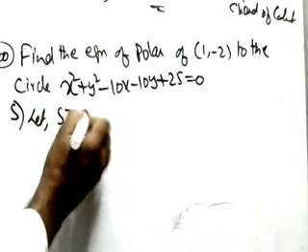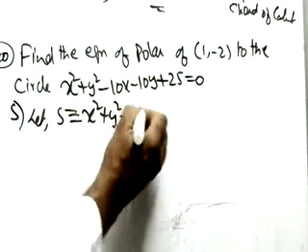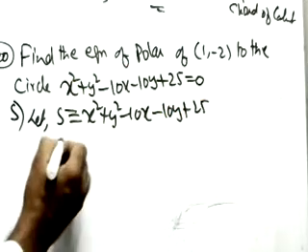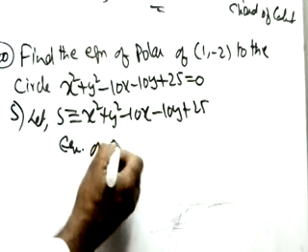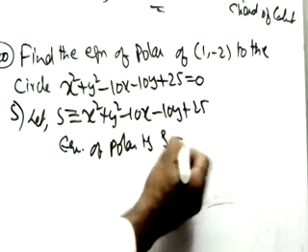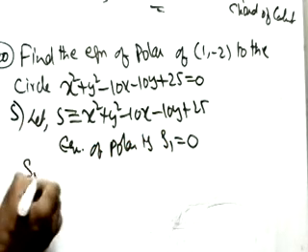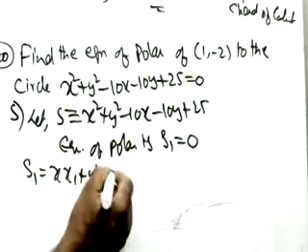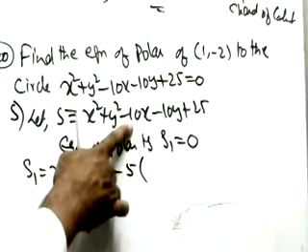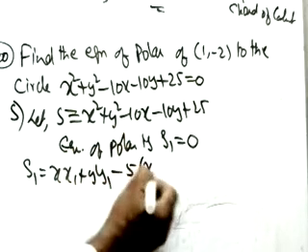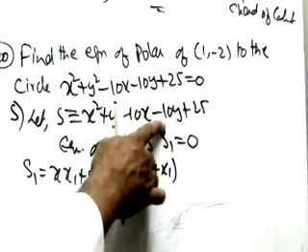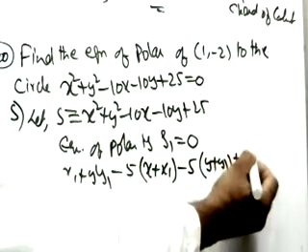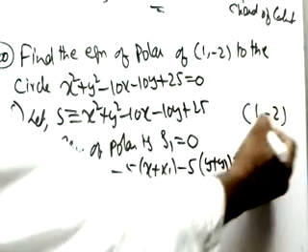See here, suppose this circle is represented by x square plus y square minus 10x minus 10y plus 25 equals 0. We want the equation of polar. So the equation of polar is the same formula, S1 equals 0. So S1, how can we write? x square, you can write xx1. y square, you can write yy1. Reduce this by 2: 10 by 2 is 5, x plus x1. Reduce this by half: minus 10 half is minus 5, y plus y1, plus 25.